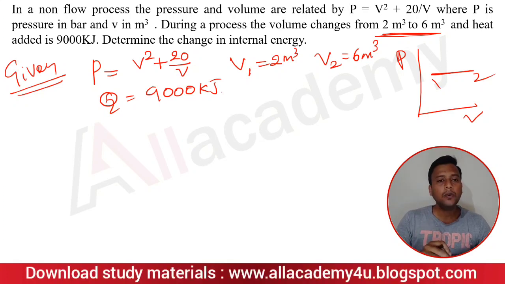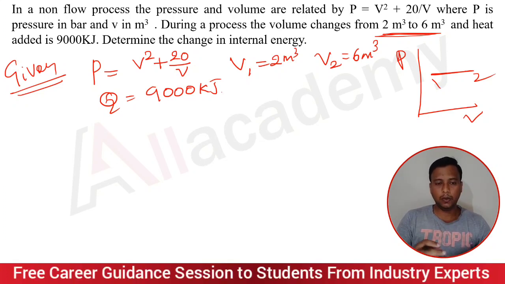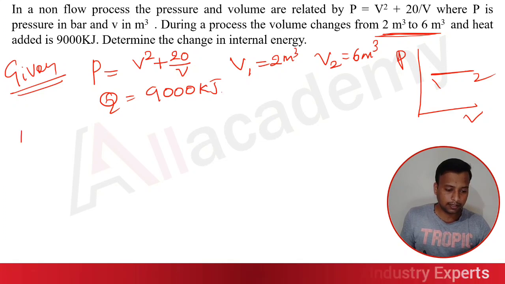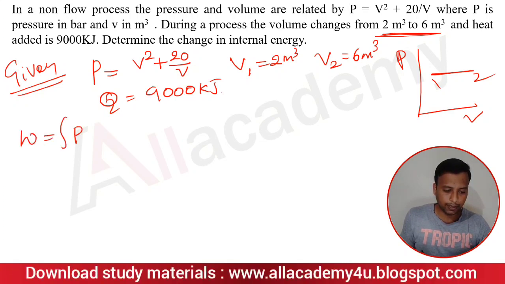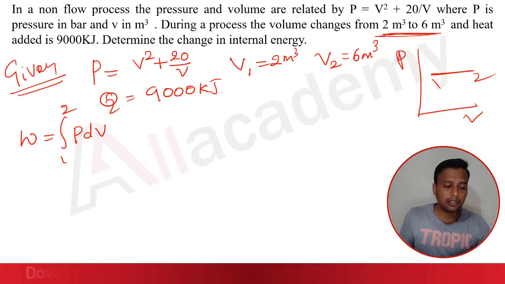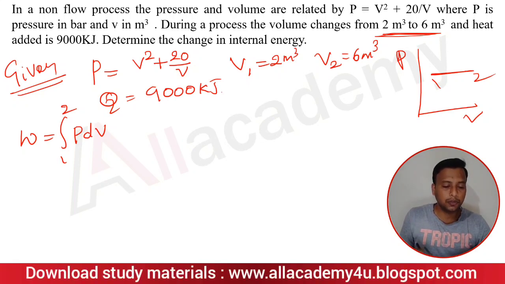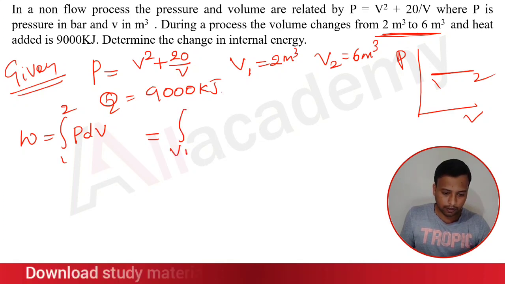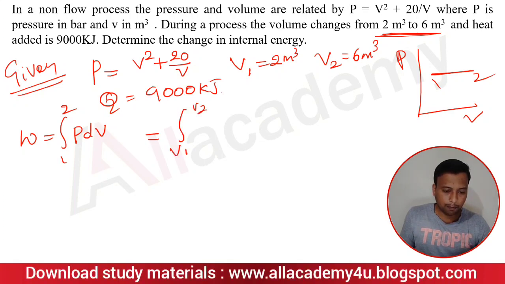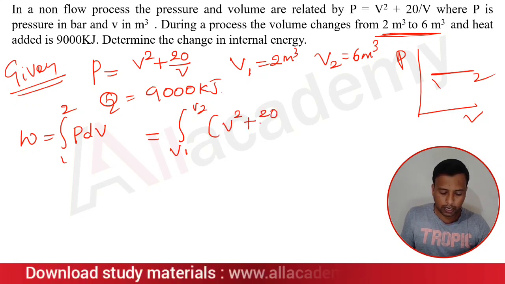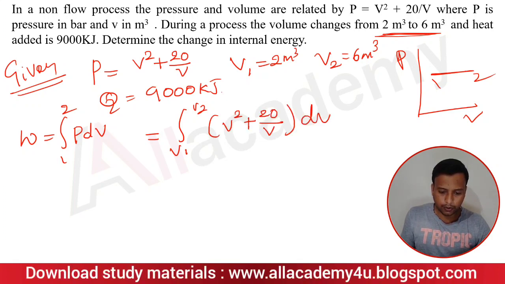Now we know that the work done is identified by using the integration of P dV from 1 to 2. What is 1 to 2? That is the change in the volume, from 2 meter cube to 6 meter cube. Now let us substitute the P value, with limits V1 to V2. What is the P value? It is given in the form of the relation, V square plus 20 by V, dV.